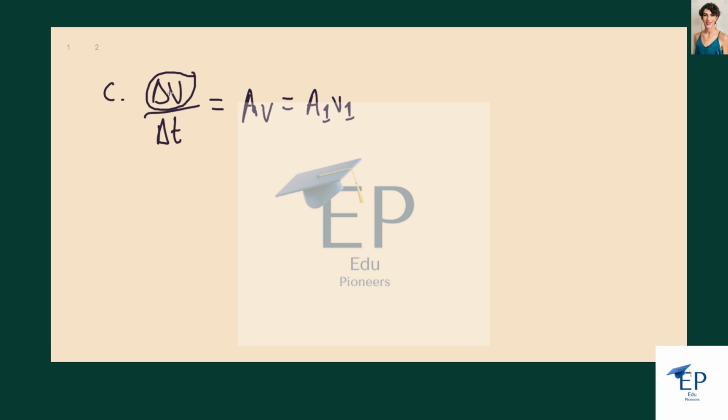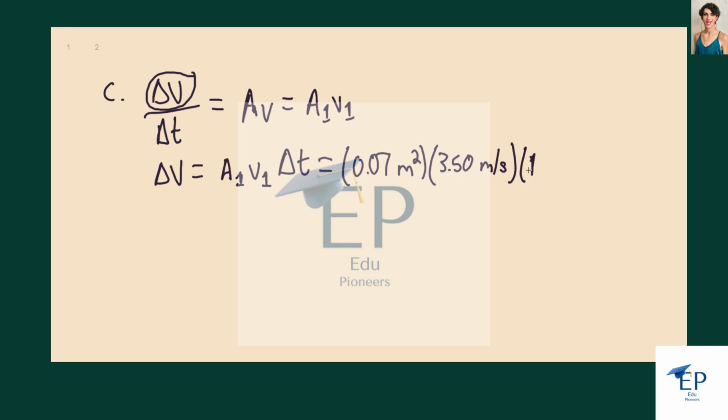So we should isolate this variable. Delta V is going to equal the cross-sectional area of section 1 times the velocity in section 1 times the change in time. Plugging in for our constants, we have, again, 0.07 meters squared, 3.50 meters per second, and then we have 1 hour, and there are 3,600 seconds in every hour. Solving for this, we find that the volume is going to be 882 meters cubed.